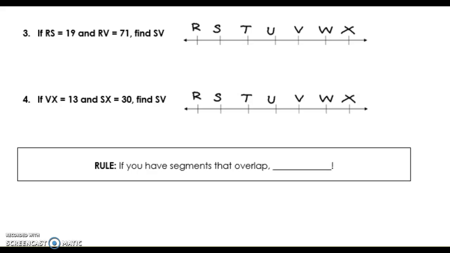Okay, let's take a look at two examples that have a different rule to them. So if we take a look at number 3, it says RS is 19. So RS is 19. Then it says RV is 71. RV, so there's RV. It is 71. Now, if you take a look this time, it's asking us to find SV. So it's asking us to find from S to V. So it looks a little bit different this time.